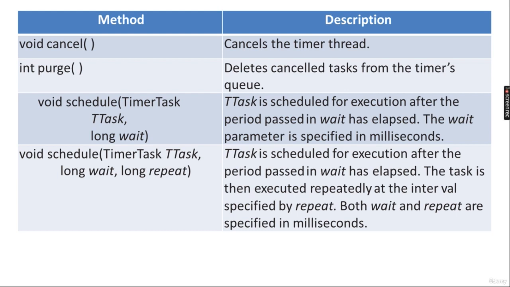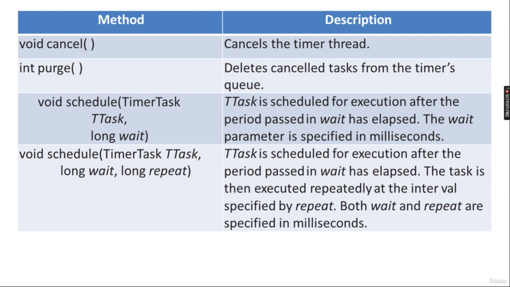Like 10 seconds, 20 seconds, 30 seconds or 1 minute or 10 minutes and so on. Whatever wait time you give in long, in milliseconds, after that time has elapsed, this particular timer task is scheduled. Then void schedule(TimerTask tTask, long wait, long repeat). If you are giving the repetition, you give the repeat after how many seconds.